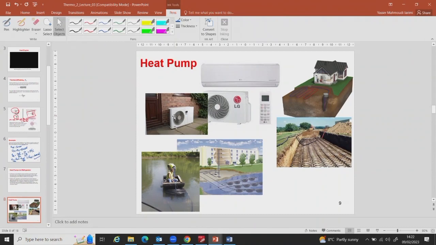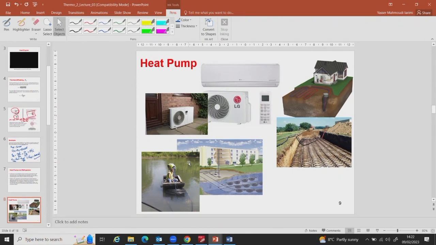But the refrigerator is the other way around. We don't care about the heating of the kitchen. We want to cool inside the fridge, right? Now, for heat pumps, there are three main types. There's an air source heat pump, or a water source heat pump, which gets the energy from the water.